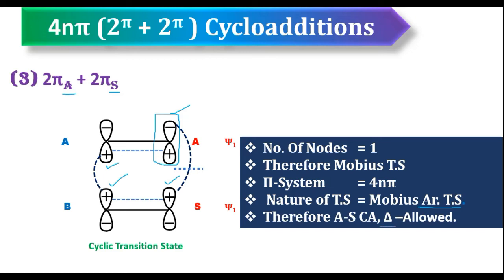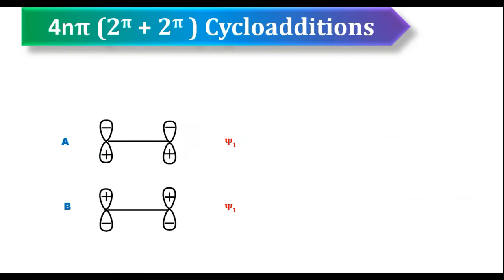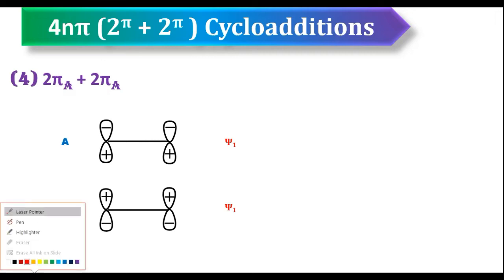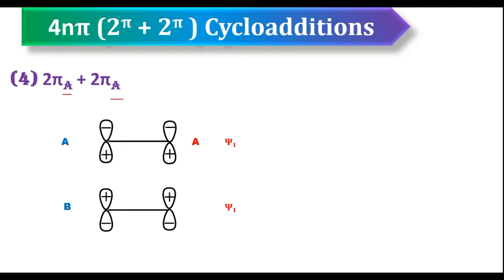So now let's discuss at last one, antara mode of cycloaddition. That means the first pi partner is undergoing antara mode of addition, and the second pi partner is also undergoing antara mode of addition. So both pi partners are undergoing antara mode of cycloaddition.